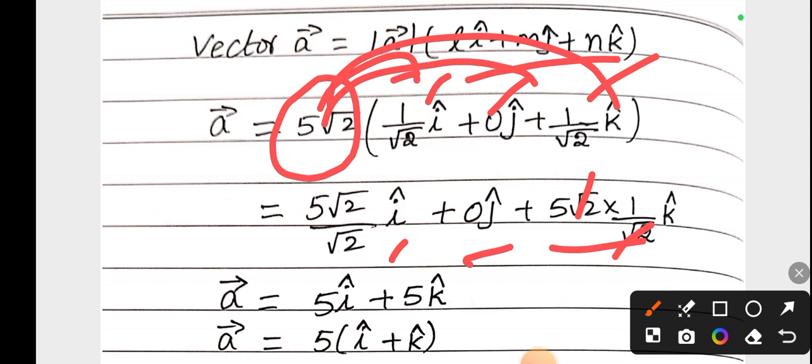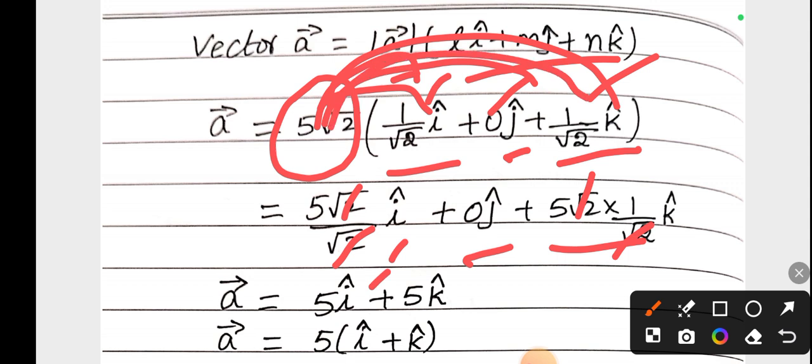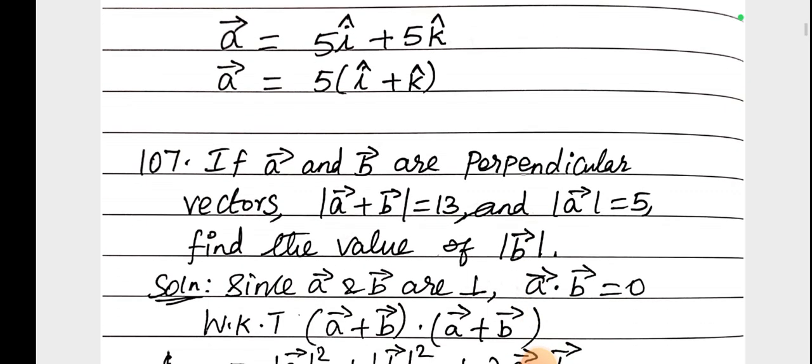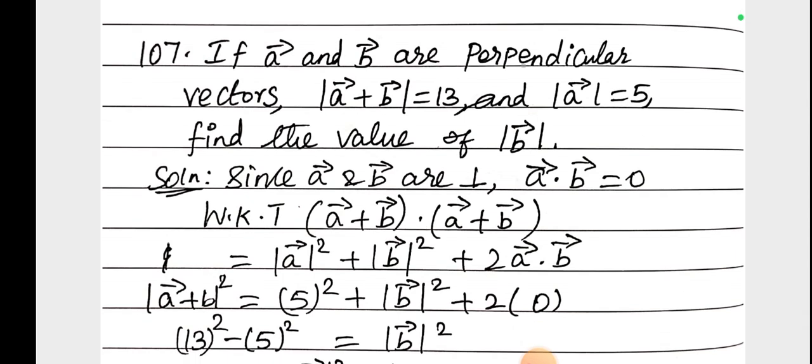Clear? A vector equals 5 root 2 multiplied with the direction cosines vector, that is 1 by root 2 i plus 0 j plus 1 by root 2 k. 5 root 2 into 1 by root 2, root 2 cancels, 5 i cap. Then 5 root 2 into 1 by root 2 again, the root 2s cancel, 5 k cap. So you can stop here: A vector equals 5 i cap plus 5 k cap, or you can take 5 as common and get 5 times i cap plus k cap. Clear? Then going for the next question.